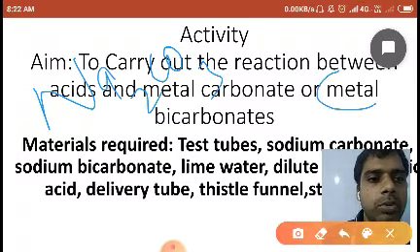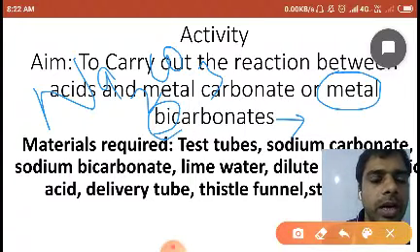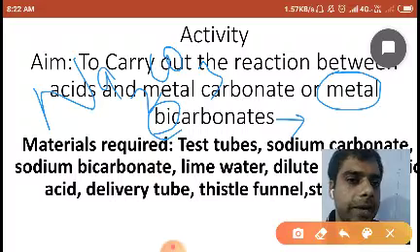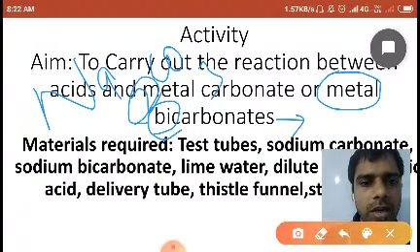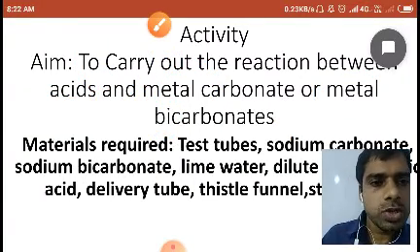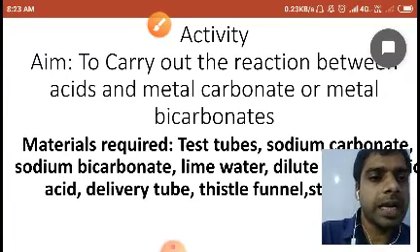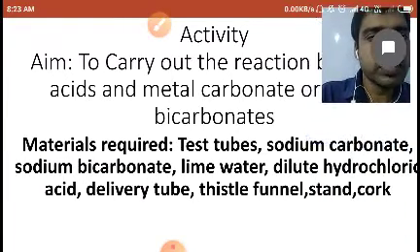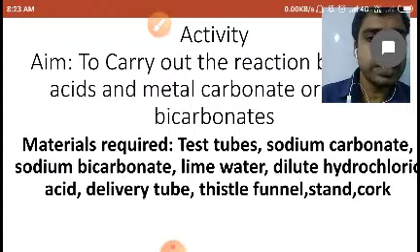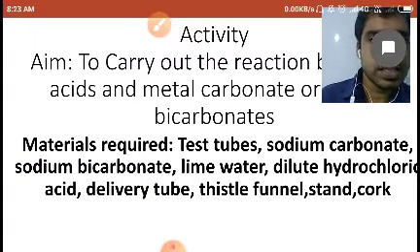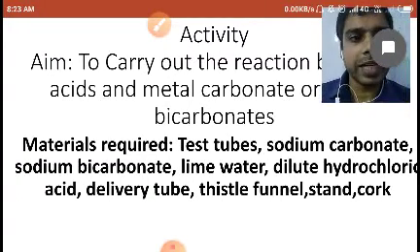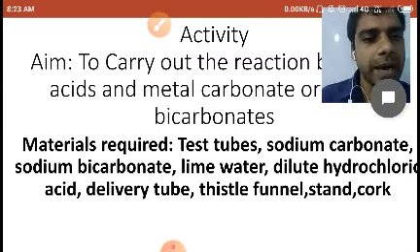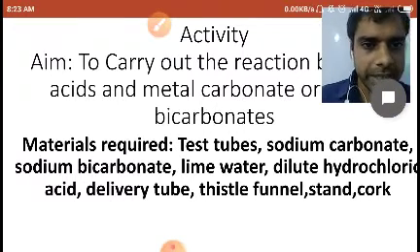And for bicarbonate, you know what would be added? Hydrogen. For bi, you can use hydrogen, but you have to reduce the valency also. So this is the metal carbonate or metal bicarbonate, as you know the formula. Now you can understand the materials in this activity. While doing the activity, we have to take all the materials required.